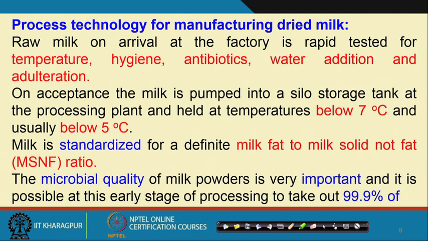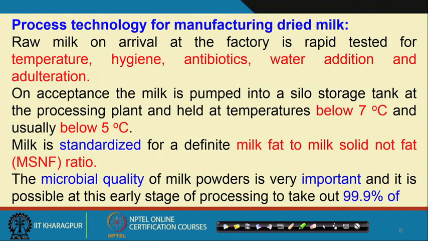So dried milk is one of the very important milk products, which is not locality dependent. It is available all over the world, because primarily dried milk is associated with baby food, milk made for the young babies, right?